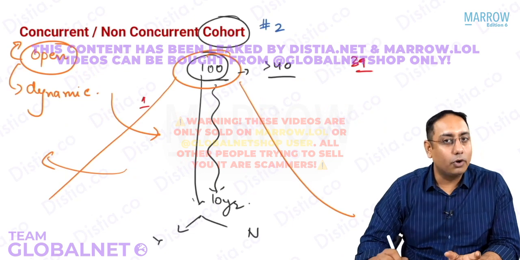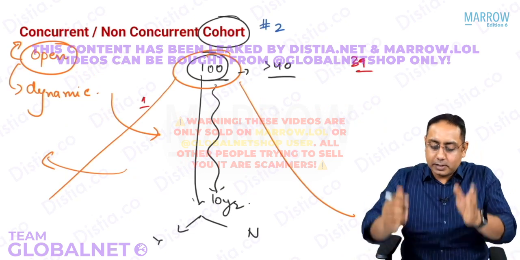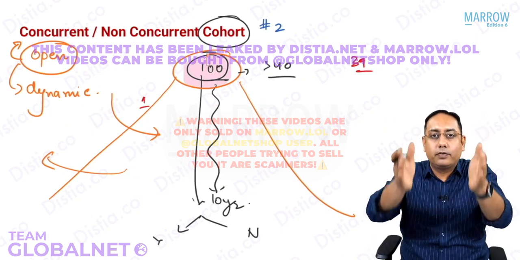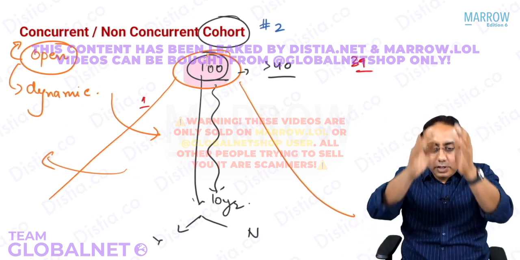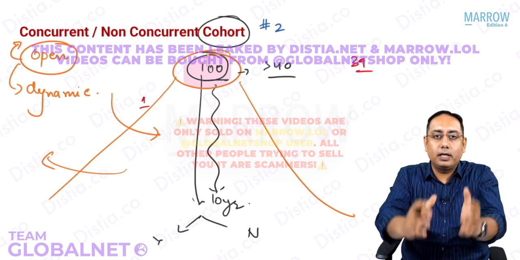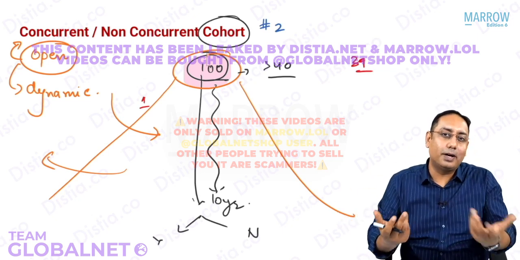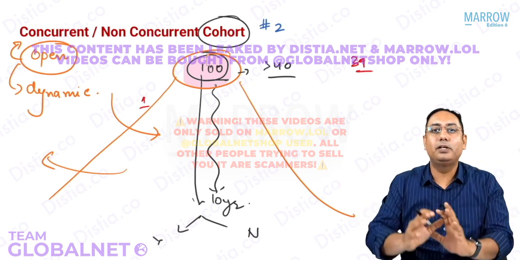So what is there in a non-concurrent cohort? If I say that this is my 100 people, and I'm going to stick with this 100 people over the next 10 years, these are the 100 people I'm going to study. Nobody comes in, nobody leaves. Of course, leaving can be there. It's not in your and my hands. But no new inclusions will be there.